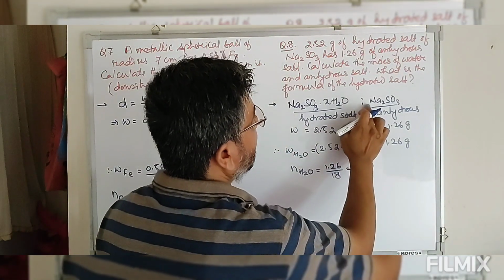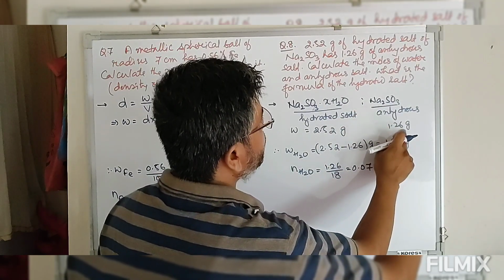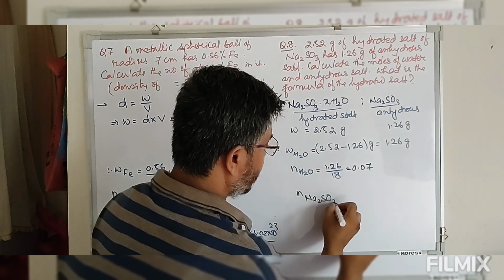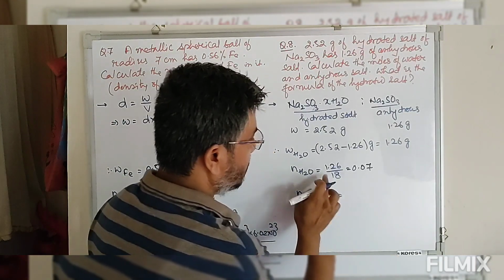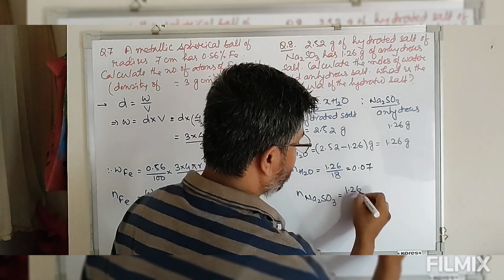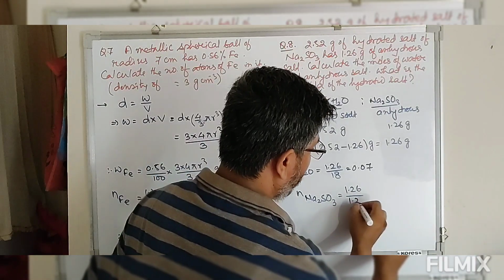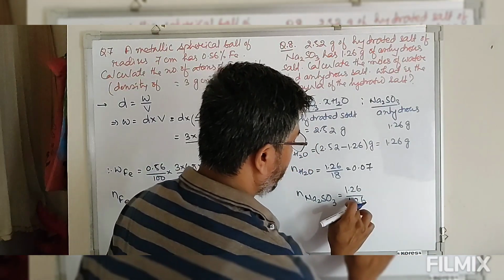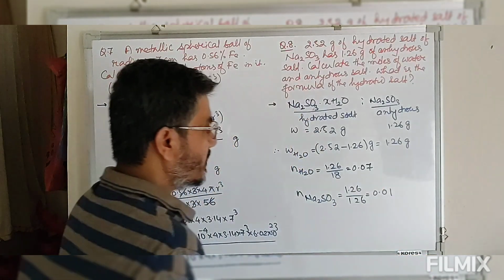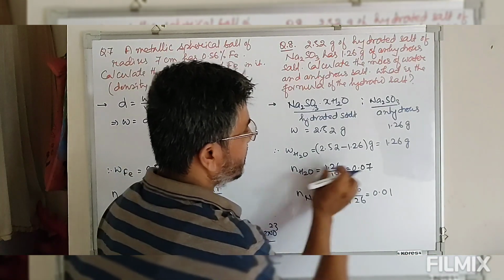Now look at this. The mass of anhydrous salt is 1.26. Now the number of moles of Na2SO3, that is the anhydrous salt, is again mass divided by gram molecular mass. So the mass is 1.26, and the gram molecular mass of this sodium sulfite is 126. So this comes out to be 0.01. So the number of moles of sodium sulfite is 0.01. The number of moles of water is 0.07.